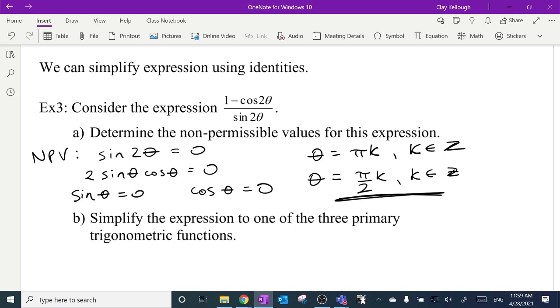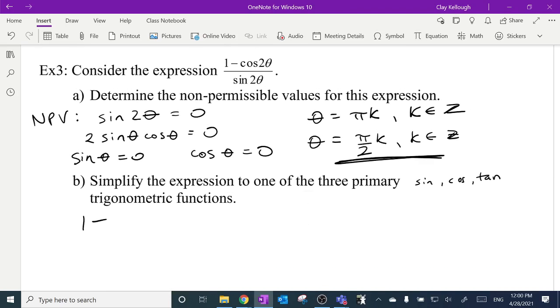Okay, so now it says simplify this expression to one of the 3 primary trigonometric functions. They mean make it just a sine, just a cos, or just a tan. All right, well, how am I going to simplify that? What do I know? I know that the denominator, sine 2 theta, if you go back to the formula sheet, you'll notice sine 2 theta only has one choice as to what it can be.